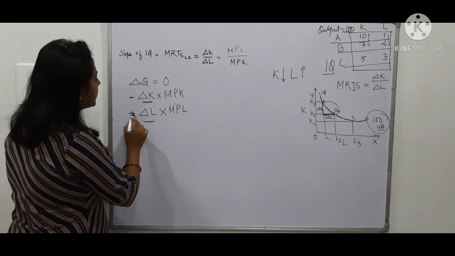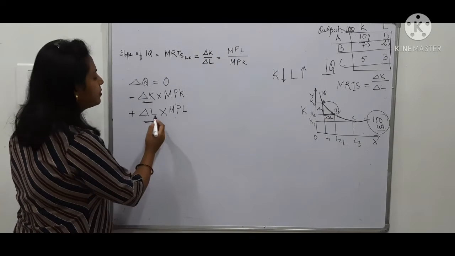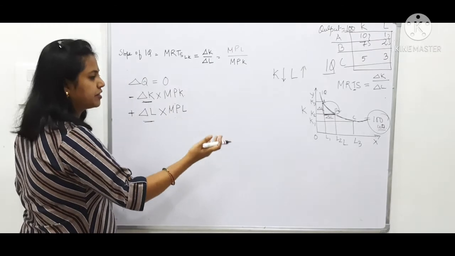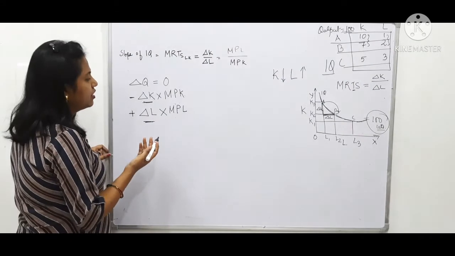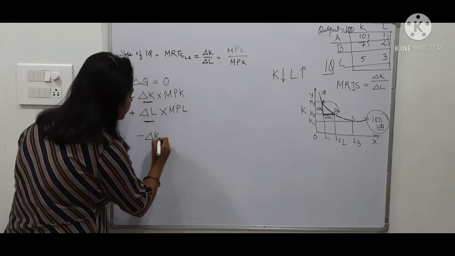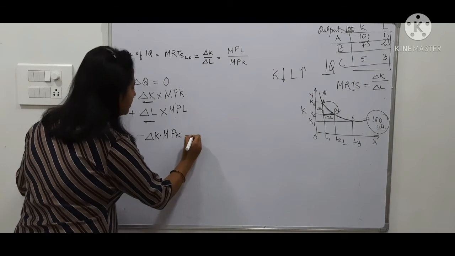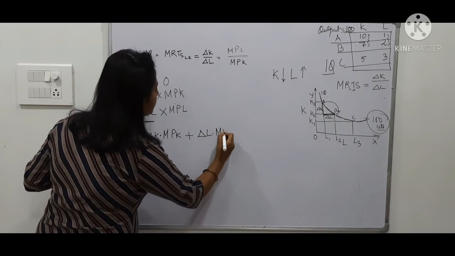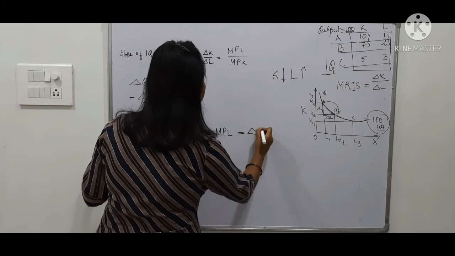So similarly, I am gaining labor, because from A to B I am gaining labor. So one unit change in labor is supposed to bring some change in the production, that is the marginal productivity of labor. You multiply it with how many changes in labor you have made. Now see, my change in capital times marginal productivity of capital plus my change in labor times marginal productivity of labor will be equal to the change in quantity.